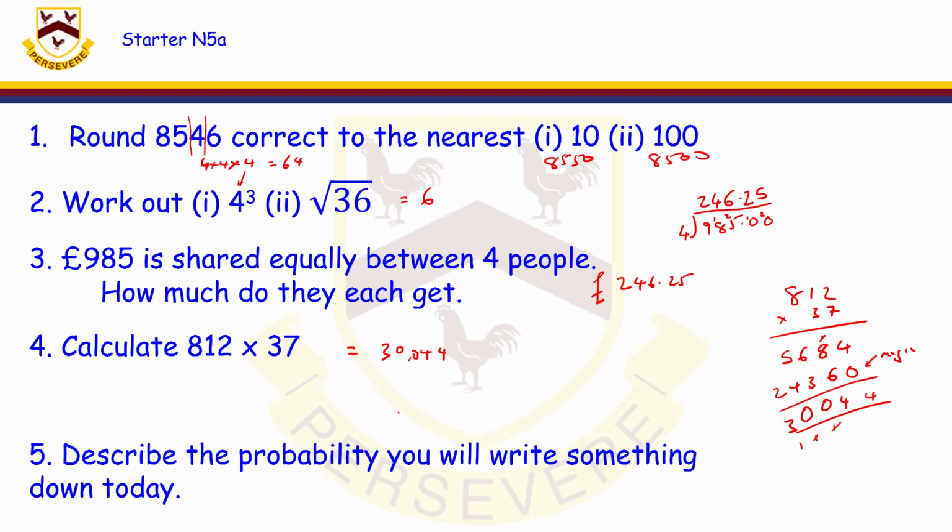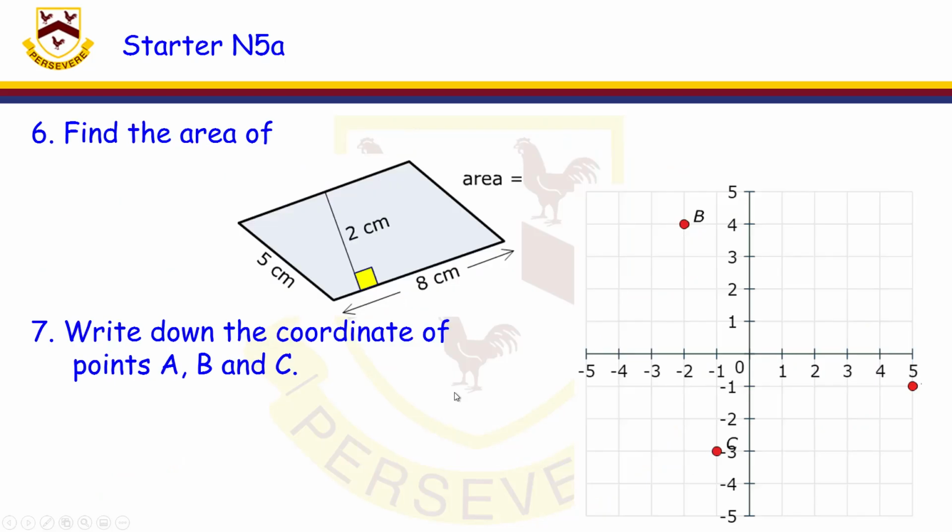Describe the probability that you will write something today. Well, describe. So in words, that's going to be certain. Because you've already written things down attempting these questions. Before you rate your work, a couple more questions. Hit pause, have a go. When you're ready, hit play again.